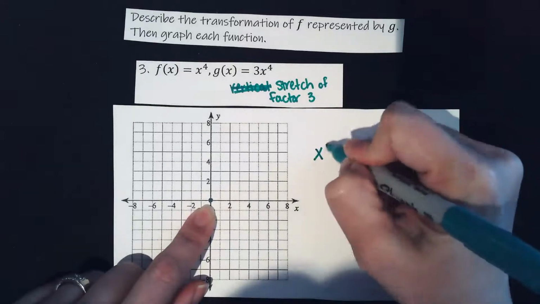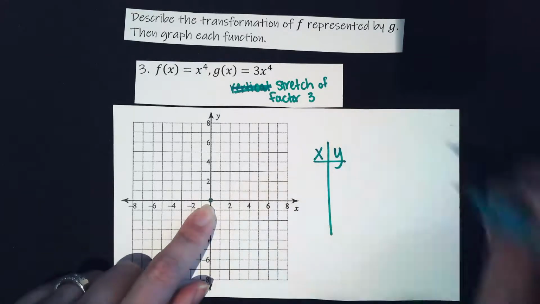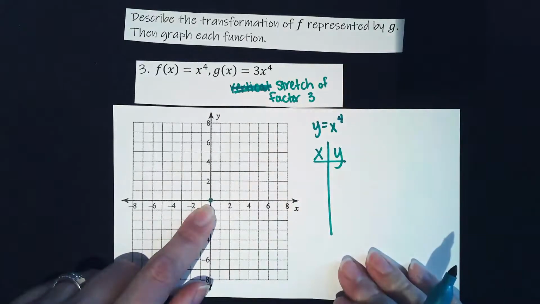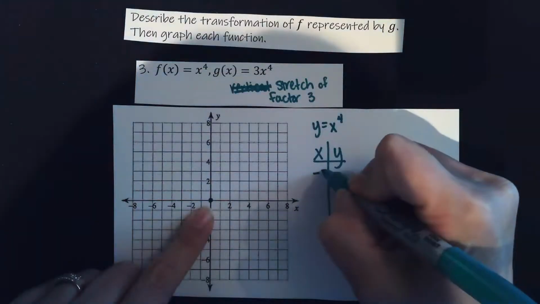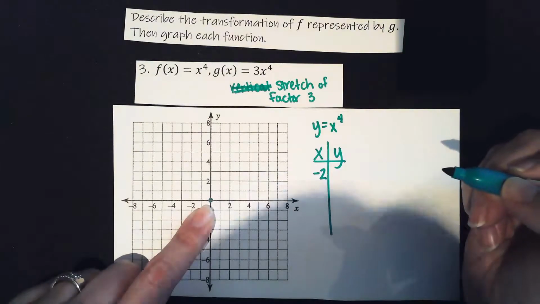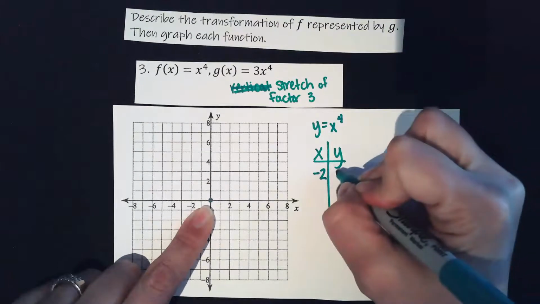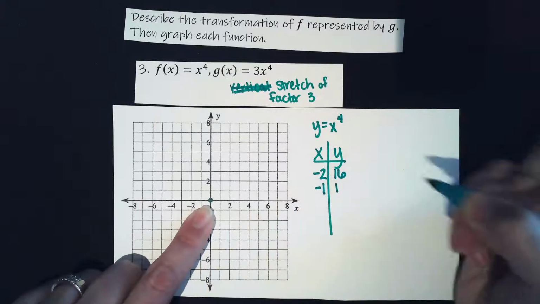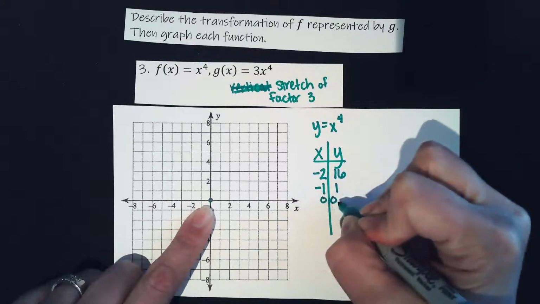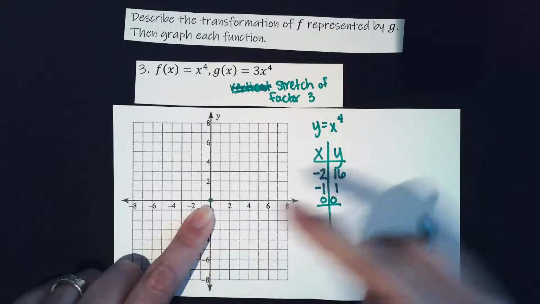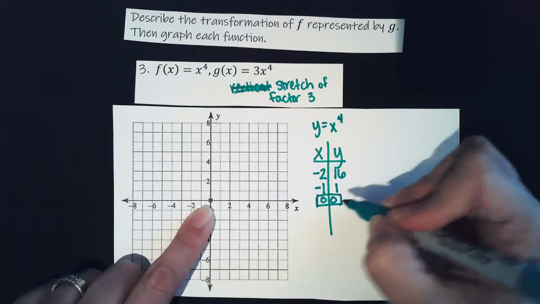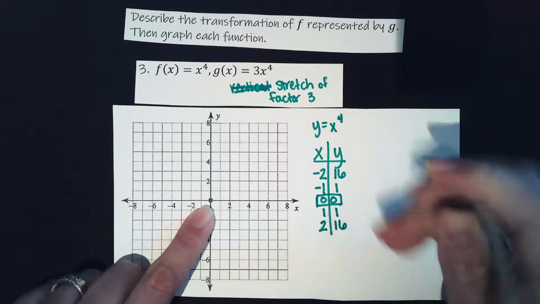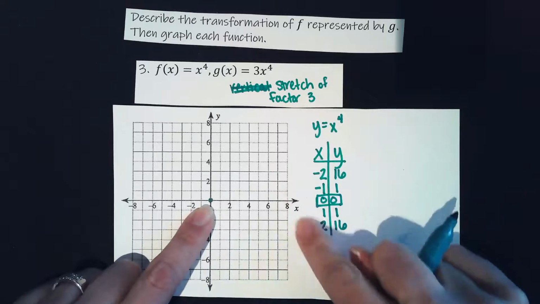If we go looking for points here, remember, the parent function is y equals x to the 4th. If I plug in -2 and take it to the 4th power, I get 16. If I take -1 to the 4th power, I get 1. 0, 0 is our starting point. If I take 1 to the 4th power, I get 1. If I take 2 to the 4th power, I get 16, which is off the graph. So these are just dealing with the parent function.